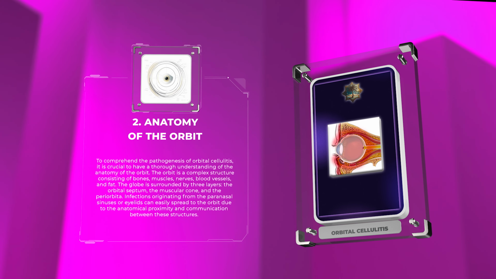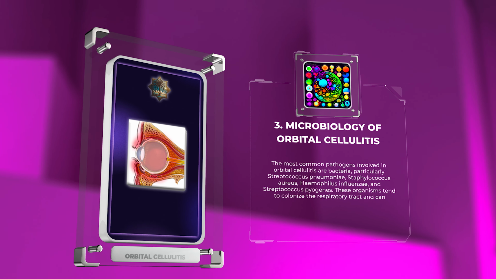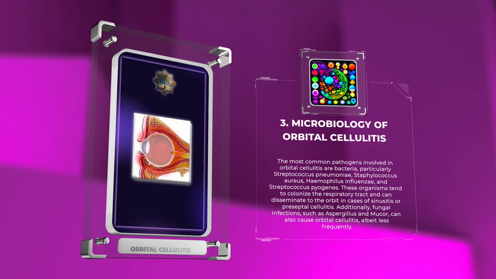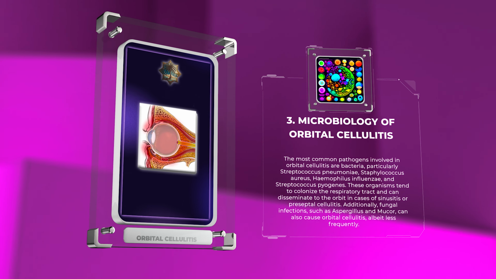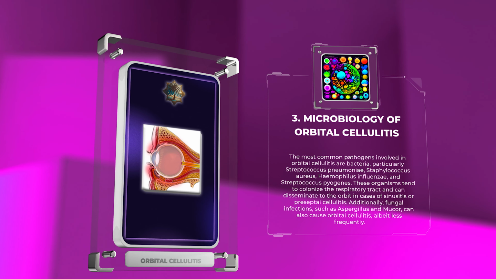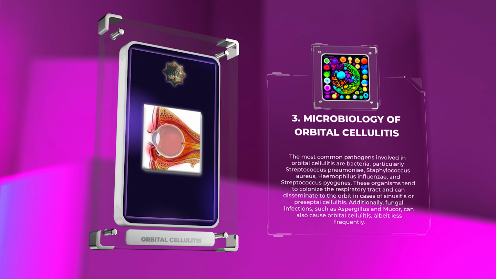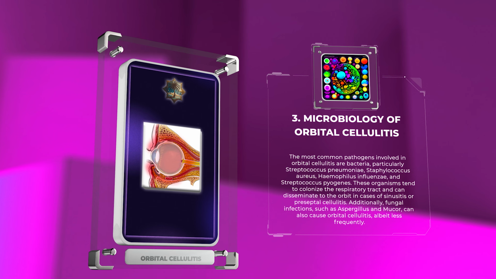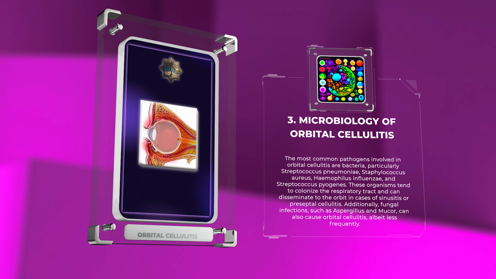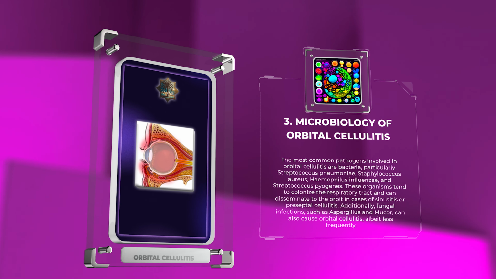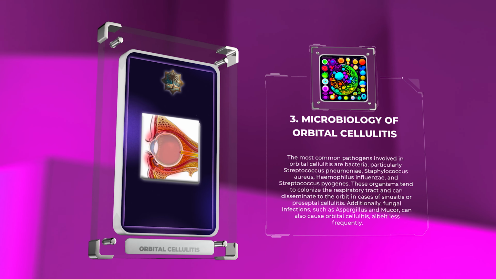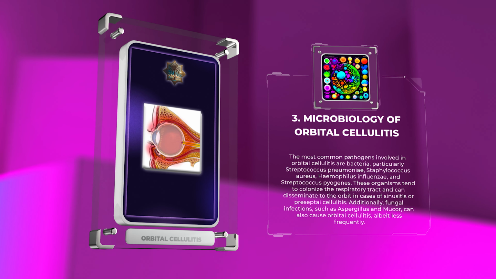communication between these structures. The most common pathogens involved in orbital cellulitis are bacteria, particularly Streptococcus pneumoniae, Staphylococcus aureus, Haemophilus influenzae, and Streptococcus pyogenes. These organisms tend to colonize the respiratory tract and can disseminate to the orbit in cases of sinusitis or preseptal cellulitis. Additionally, fungal infections, such as Aspergillus and Mucor, can also cause orbital cellulitis, albeit less frequently.